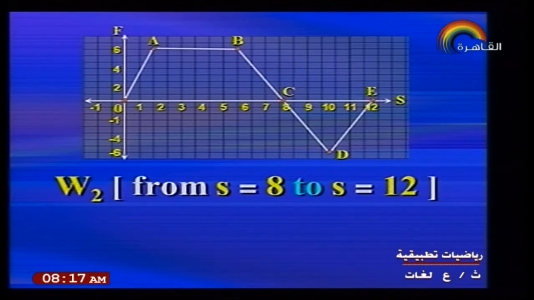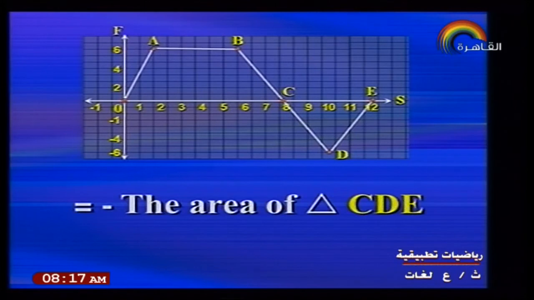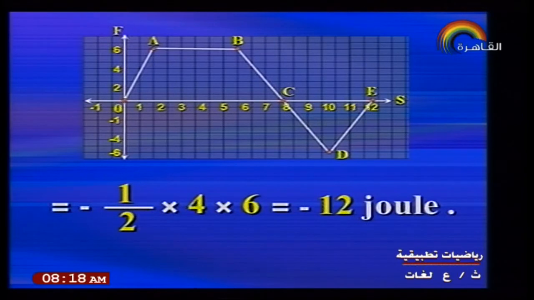Look at, dear student, from S equals 8 to S equals 12, we find work done, integration from 8 to 12 of F ds equals what? Excellent student, area of triangle. What is the triangle? CDE. Then area equals half times 4 times 6 equals negative 12 joule under the S axis.